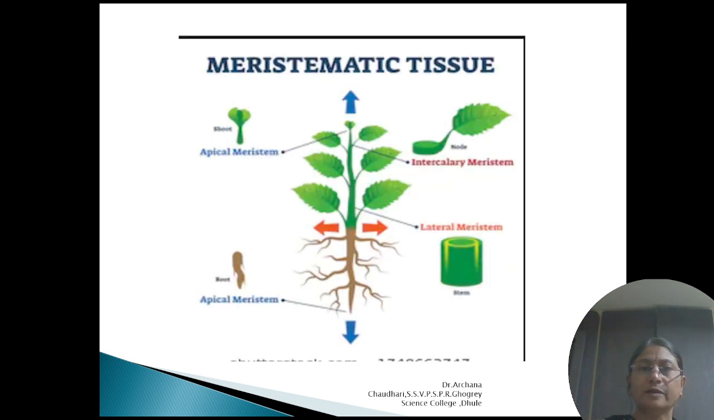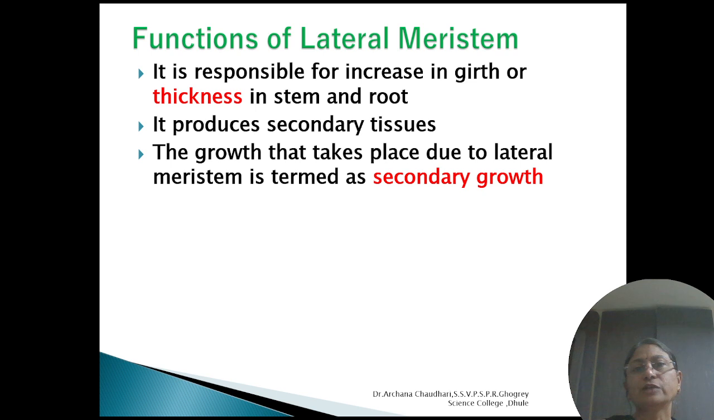See this diagram, meristematic tissues. It is showing the position of apical meristem, then intercalary meristem and the lateral meristem. The plant growth is due to all these three meristematic tissues. What is the function of lateral meristem? It is responsible for increasing the girth or thickness of the stem and root. It produces secondary tissues. The growth that takes place due to the lateral meristem is called secondary growth.